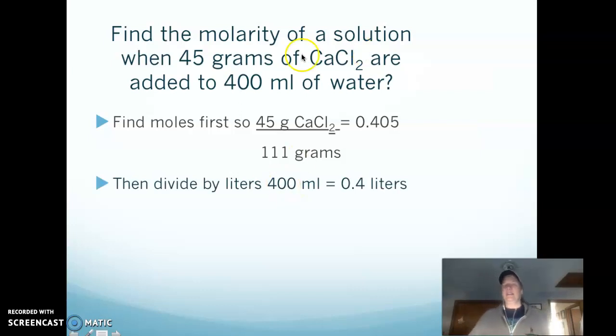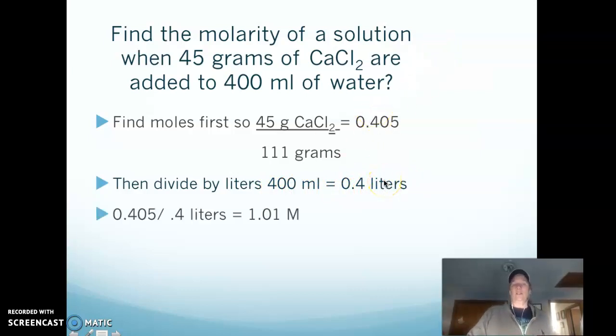Then to get liters, well, I have milliliters here. All you have to do is move the decimal over 3, or you can divide by 1,000, whichever works best for you. I go 1, 2, 3, so 400 milliliters is 0.4 liters. Now I have all the information: moles and liters. So I take my 0.405 moles, sorry guys, divided by 0.4 liters, and the molarity of this solution is 1.01.